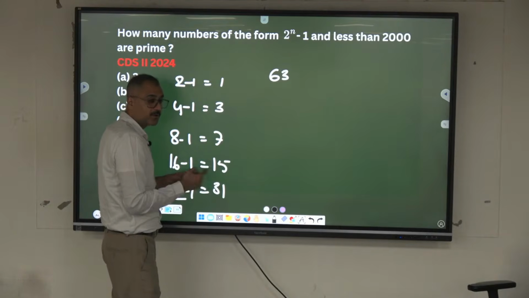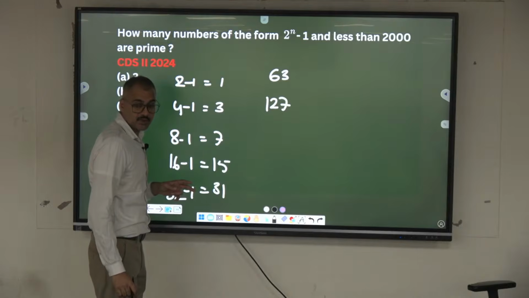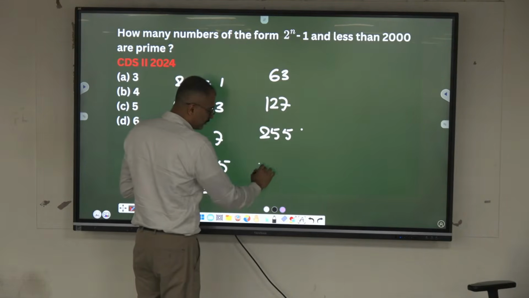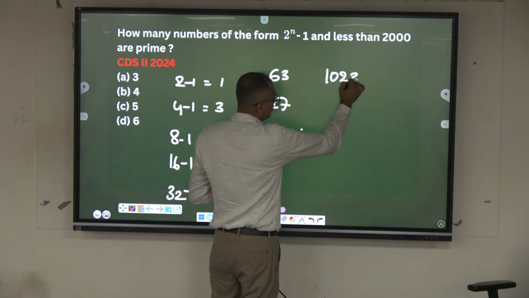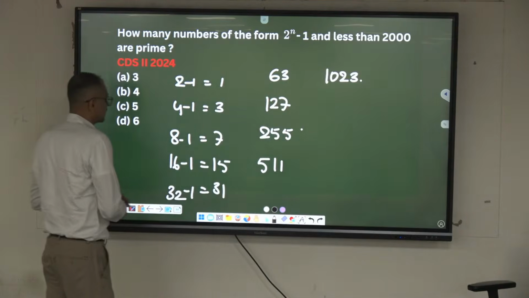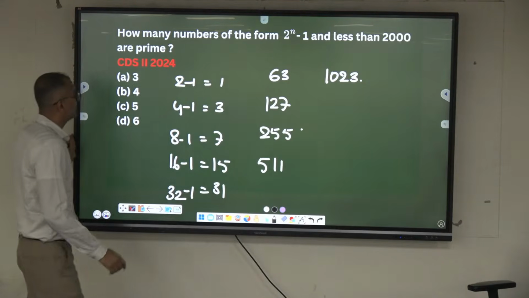Next is 128, minus 1 is 127. Next is 256, 255. Next is 512, 511. Next is 1024, minus 1, 1023. Next is greater than 2000 only. Meaning, these are the numbers here: 1, 3, 7, 15, 31, and so on. How many are prime?